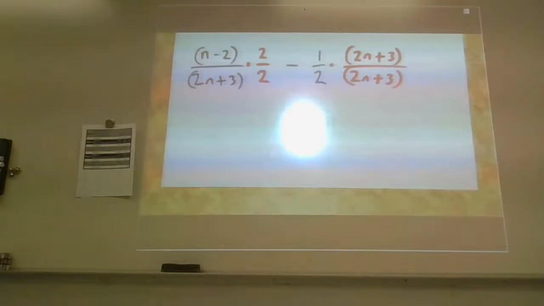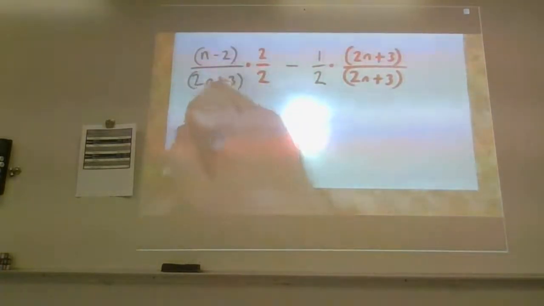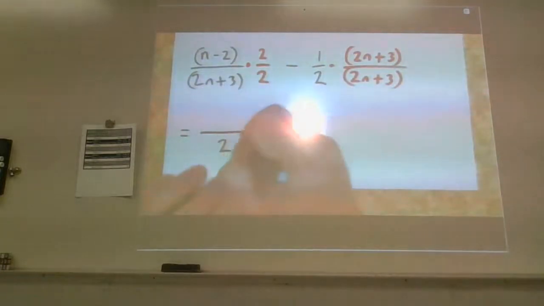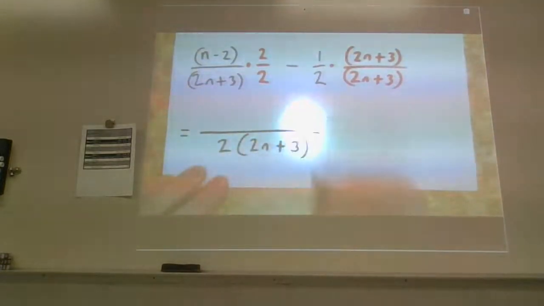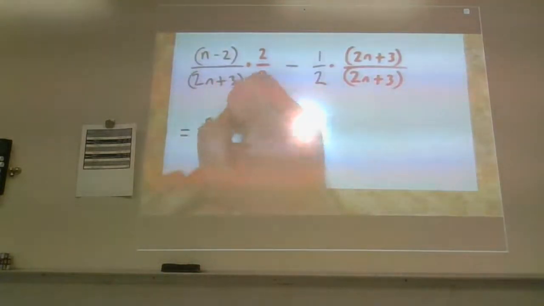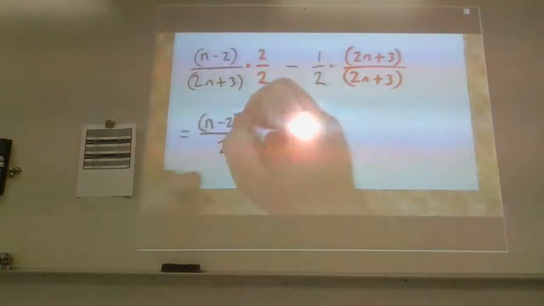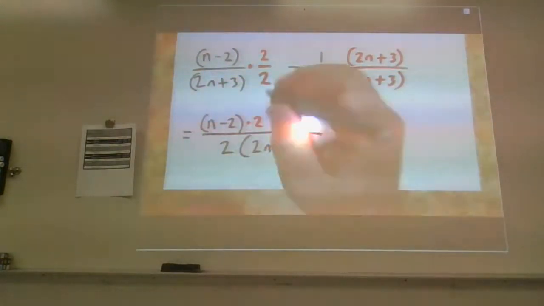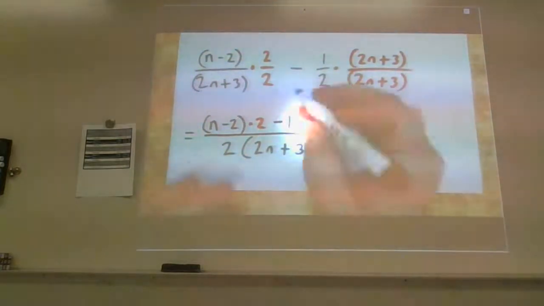I am forcing each denominator to be exactly the same. In the end, when I bring them together, watch what's going to happen. The brand new denominator is just going to be 2 times 2n plus 3. Now, let me write something out real quick so that you can kind of see what I am talking about here.